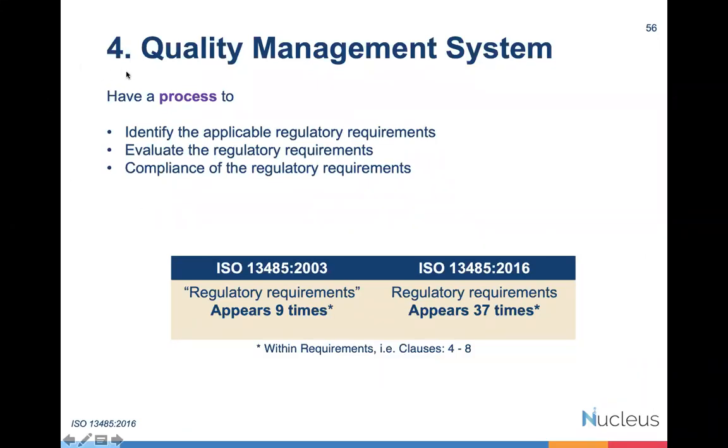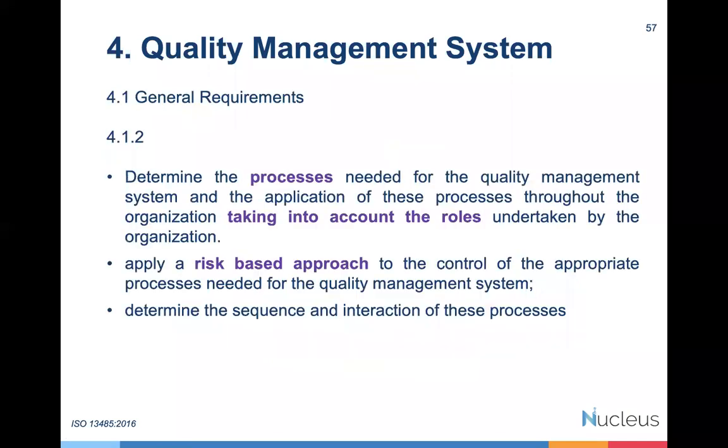This is addressed in very basic clause 4. When you are establishing the QMS, you have to consider this. Then determine what processes are needed for your quality management system. When you say processes, it's all your manufacturing process, marketing, purchasing, whatever functions you have in your organization. That's what it is.